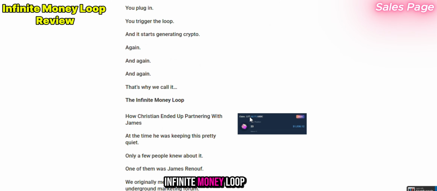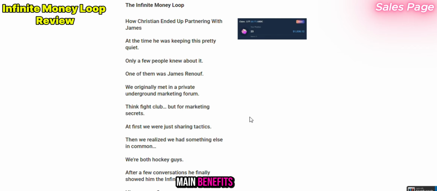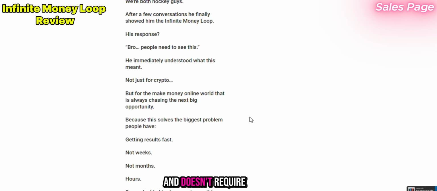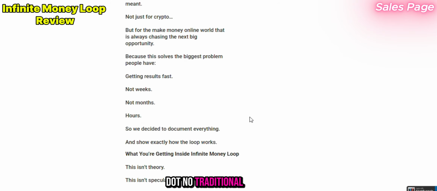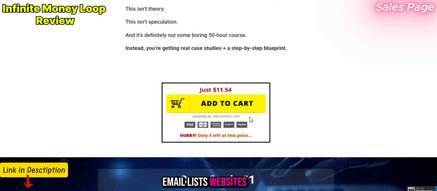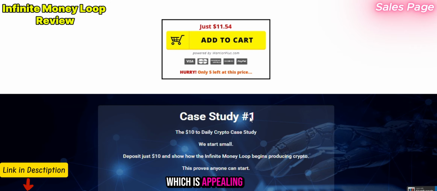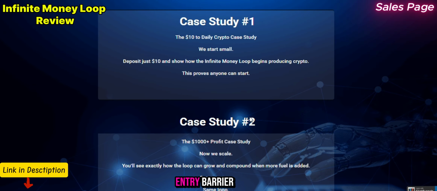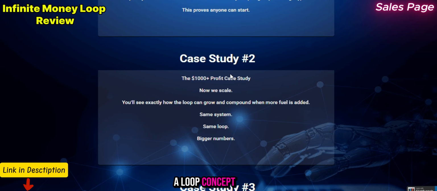Benefits of Infinite Money Loop. Let's talk about some of the main benefits. Beginner-friendly: the system is designed for beginners and doesn't require technical skills. No traditional marketing: you don't need ads, funnels, email lists, websites, or social media marketing, which is appealing for people who don't want to build a traditional online business. Low entry barrier: the case study suggests users can start small, making it accessible for beginners. Repeatable system: because the system is based on a loop concept, it can potentially be repeated multiple times.